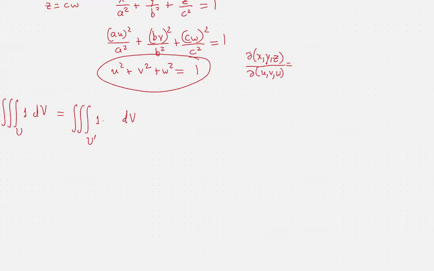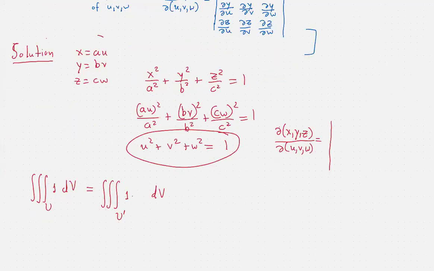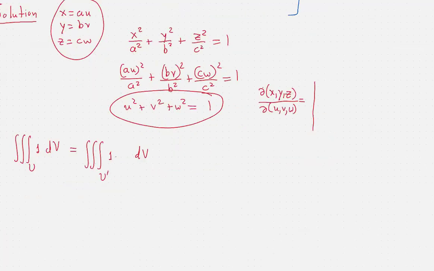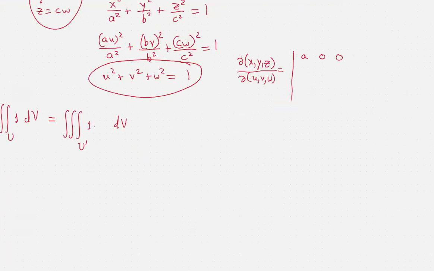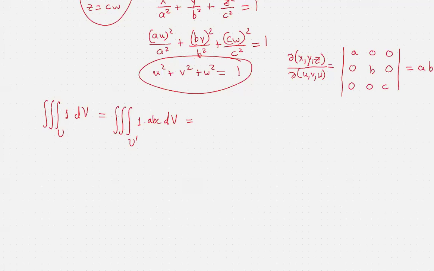But in our case, if we look at the expressions that we have, we will see that the partials of x with respect to u, v, w are respectively a, 0, 0. Of y, there will be 0, b, 0. And of z, there will be 0, 0, c. And this determinant is simply abc. So what we get here is abc. And we can pull this abc out of the integral. And now we have the integral of the function 1 over the unit ball in u, v, w coordinates.